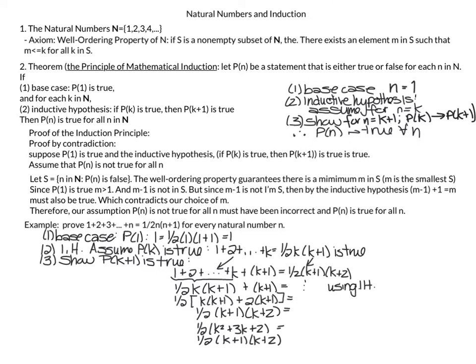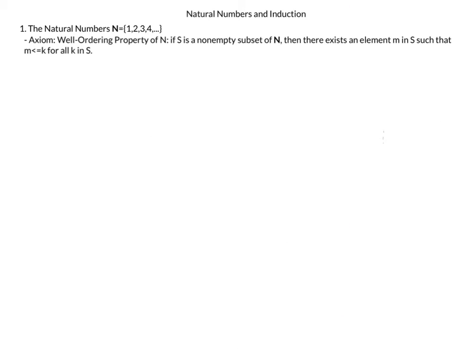This is the overview slide that has all the main ideas of induction. The first thing to know is that induction relies on the well-ordering principle of the natural numbers. So if S is a non-empty subset of the natural numbers, then there exists an element M in S such that M is less than or equal to K for all K in S. In other words, there's a smallest element.